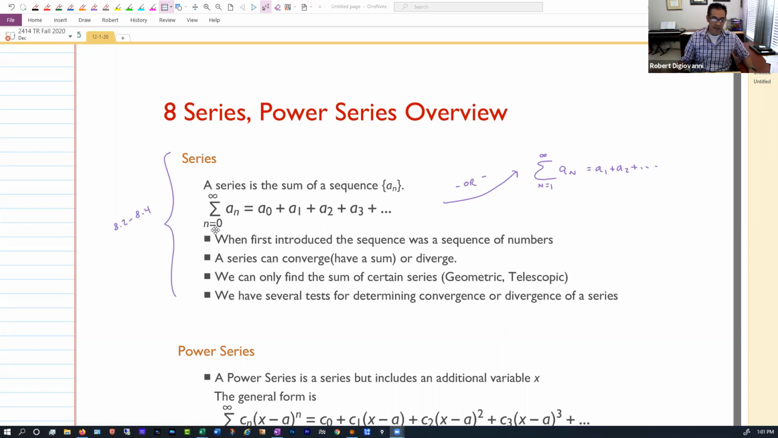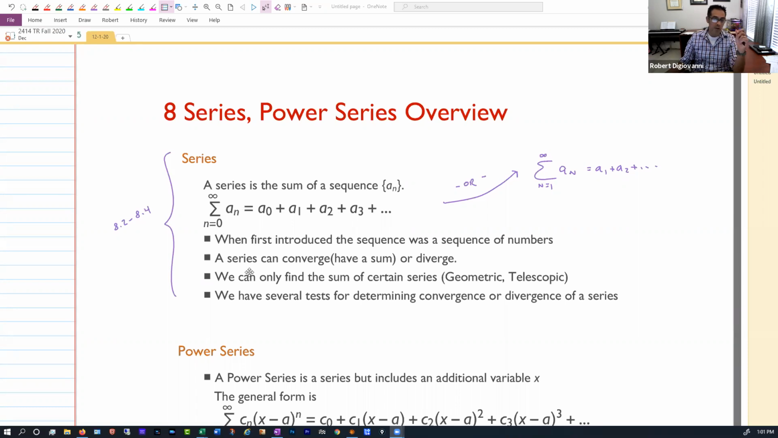So it's a dummy index. It doesn't matter where it starts. But when we first introduced the idea of a sequence, we always started at 1. But now we can extend the idea to start it at 0. So we know that a series, which is just the sum of a bunch of numbers, is either going to converge or diverge.